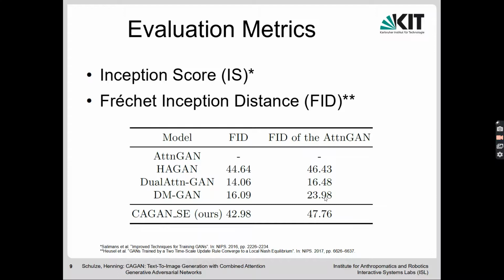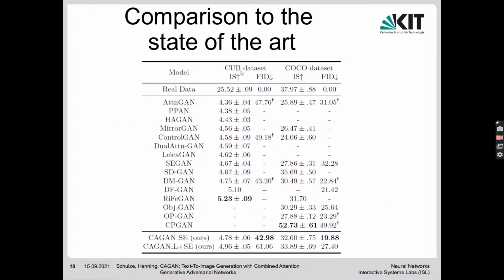Now we can compare ourselves to the state of the art. So up here we have the CUB dataset, the COCO dataset, the IS and FID. Then we first have the real data, then the state of the art over the past few years, and lastly our two models down here. So let's start with our first model, employing squeeze-and-excitation and word attention. As we can see, it performs fairly well. We score the third highest IS on the CUB dataset and the best FID, though this column is scantily filled because of the issue I've mentioned earlier. On the COCO dataset, we have a similar picture, scoring again the third highest IS and the best FID.